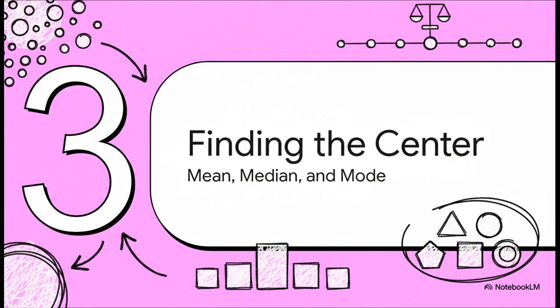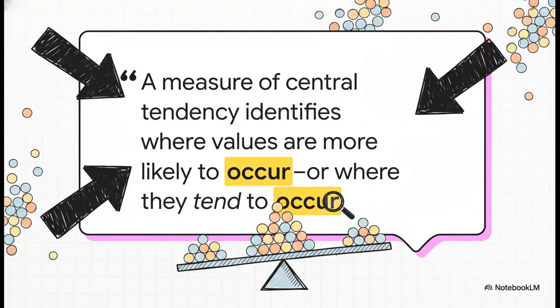We call this finding the typical value, or the center of the data. I really like this quote because it just nails it. We're looking for the data's center of gravity, a measure of central tendency. I know it sounds super technical, but it's just a fancy way of asking a really simple question. What is the most typical, most representative number in our whole set of data?